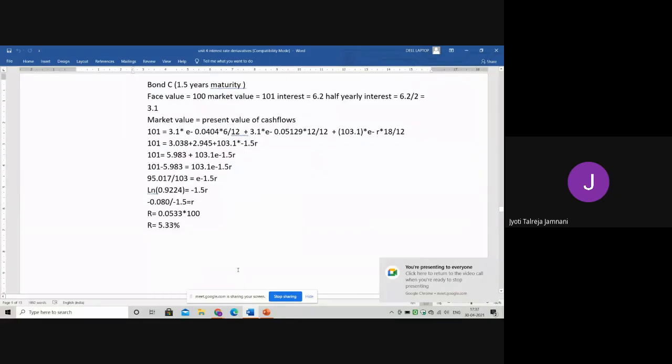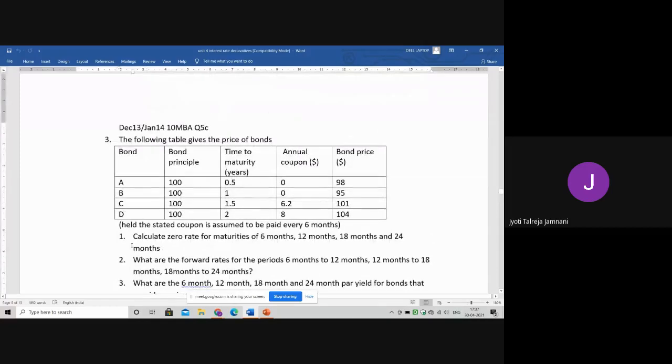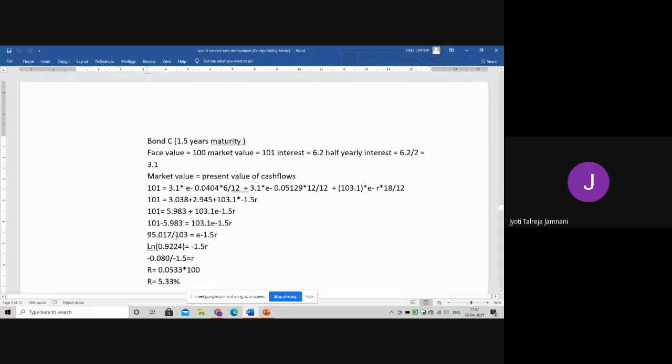And so we are done till bond C in the morning. We are finding zero rates still. We're doing this sum, a continuation of this problem. The following table gives the price of the bonds. The first part calculates zero rates.